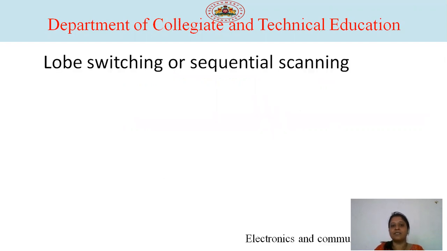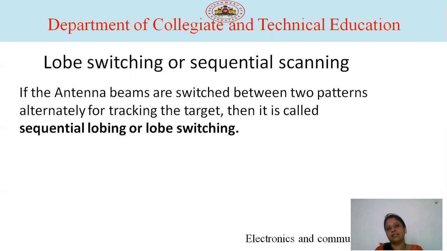First one is the lobe switching, also called the sequential scanning, to follow the particular target. Now how does it work? The main principle used is that the antenna beam is switched between two patterns, or two positions, such that from both positions echo signals are received, and those echo signal strengths are compared here.